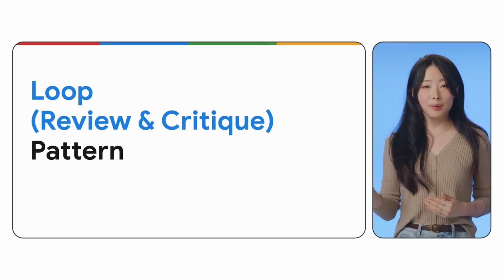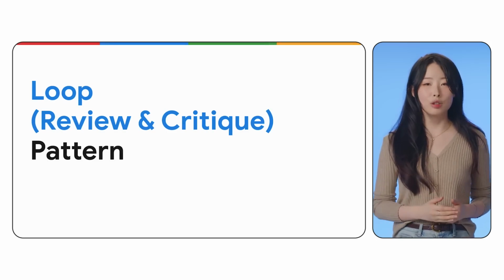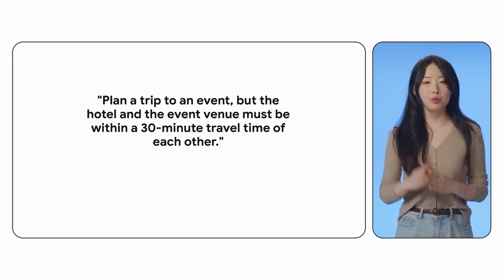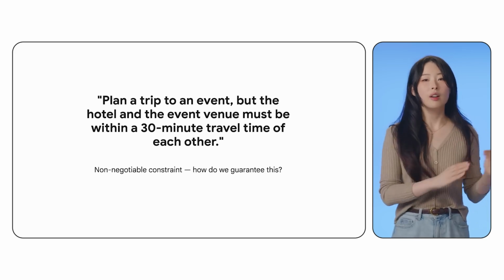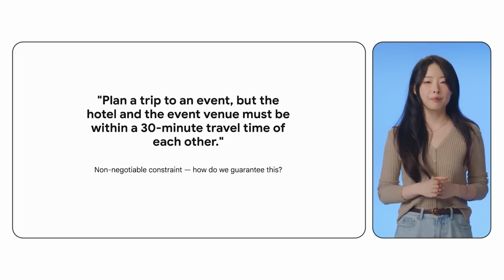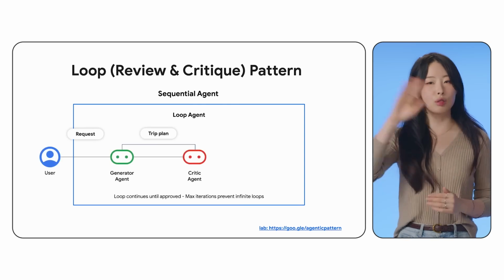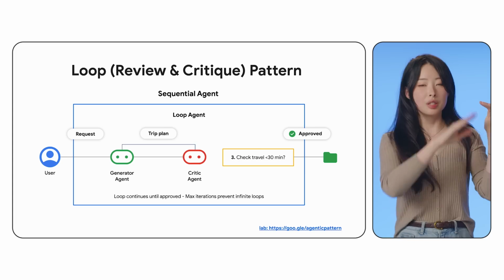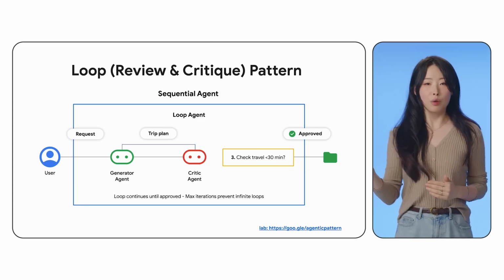Alright, so for the first part of today's example is the loop, review, and critique pattern. When we design an agent system to plan a trip, what if you need the agent's output to meet a certain non-negotiable requirement? For example, you need to plan a trip to an event, but the hotel and event venue must be within 30 minutes of travel time. And in this case, we can use this loop pattern and often implement it as a review and critique workflow. And here is how it works.